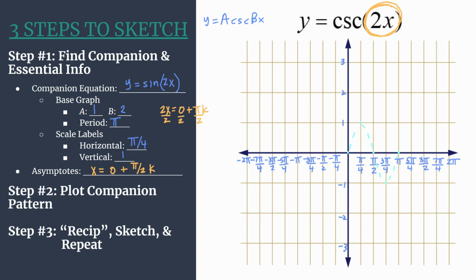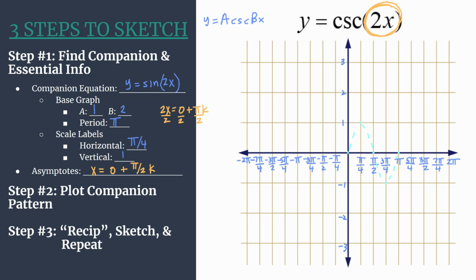So now we're to the fun part. Step 3, we get to recip, sketch, and repeat. So recip just means take the y values and take the reciprocal, and that will get you from the sine graph to the cosecant graph that we actually want. Now, you may be familiar with what a cosecant graph looks like, and after you've graphed a few of these, you'll just know what this pattern looks like, but we will walk through and just talk about a few specific values, and how we get the reciprocal.